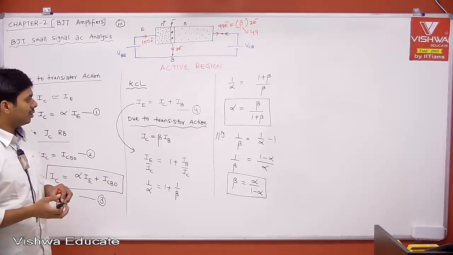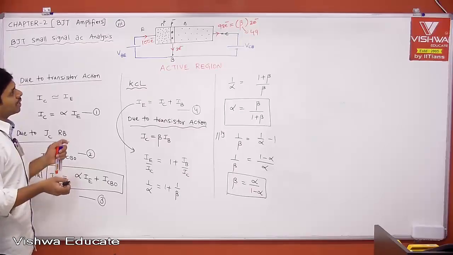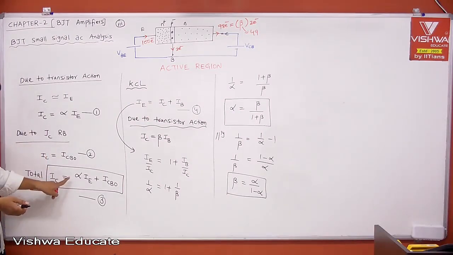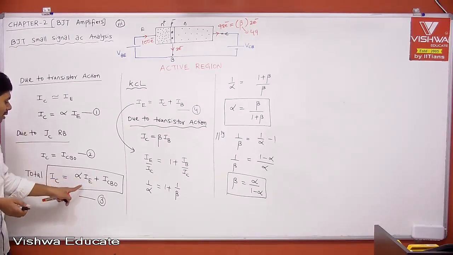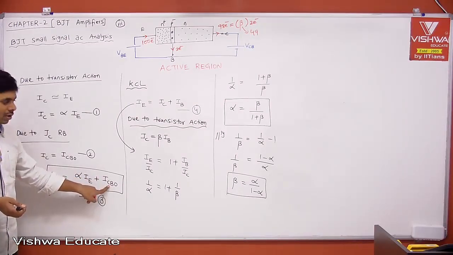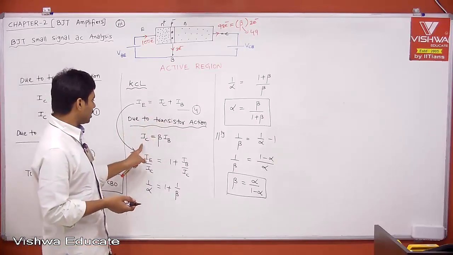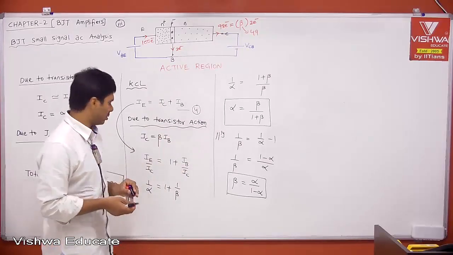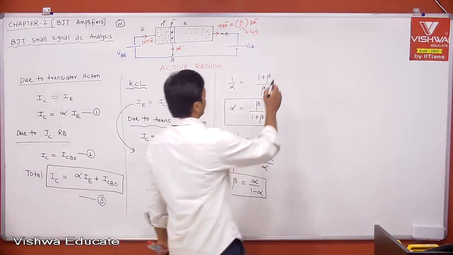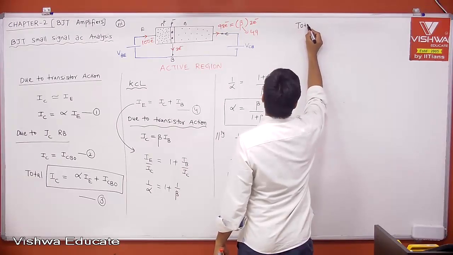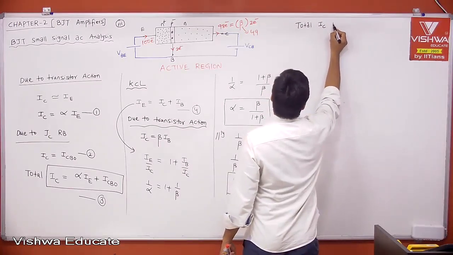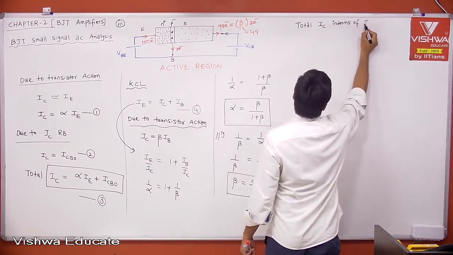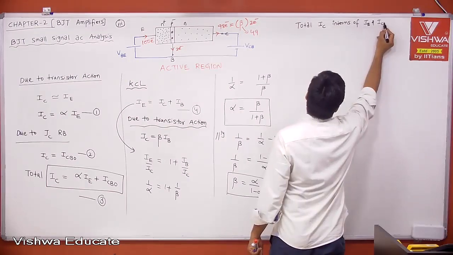Now I want to get the complete equation. Similar to the total collector current, which is due to transistor action, whatever current we got, alpha into IE plus ICBO. Similarly, due to transistor action, IC is equal to beta into IB. Then I want to get total current including reverse saturation current also. Then I can use equation 3. Therefore, you can write the total collector current equation, total IC in terms of IB and ICBO.